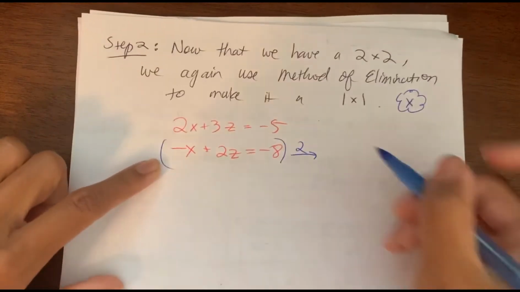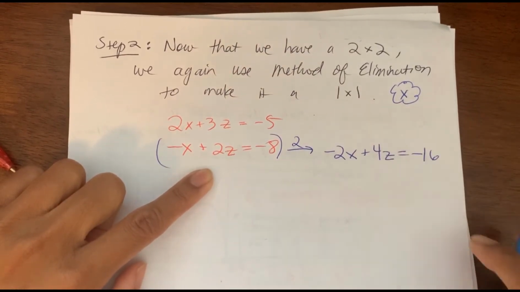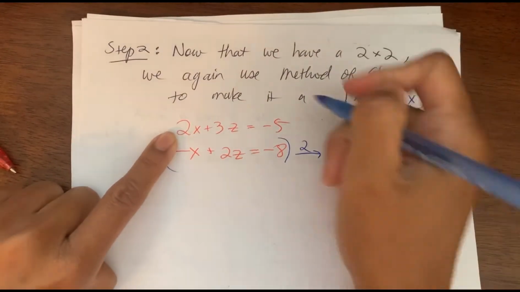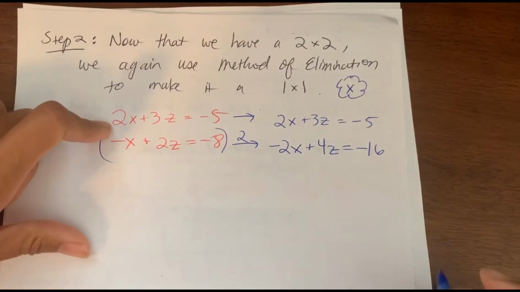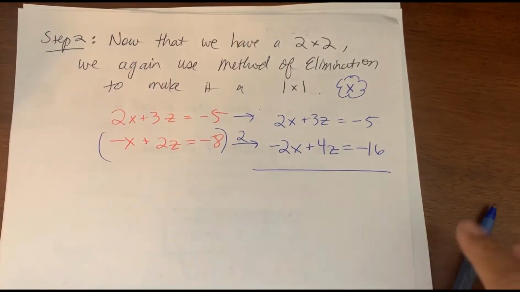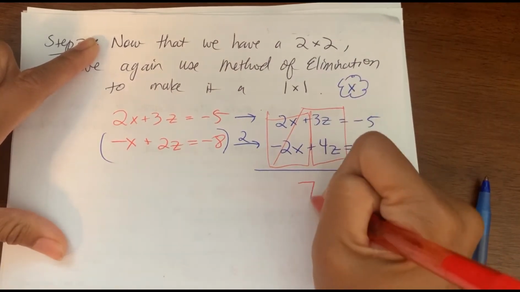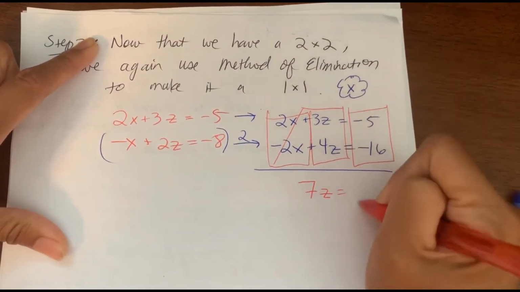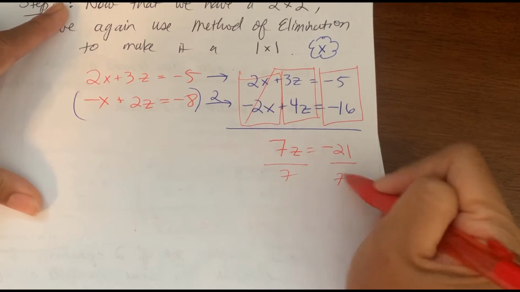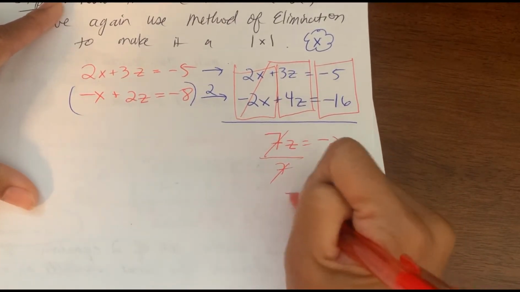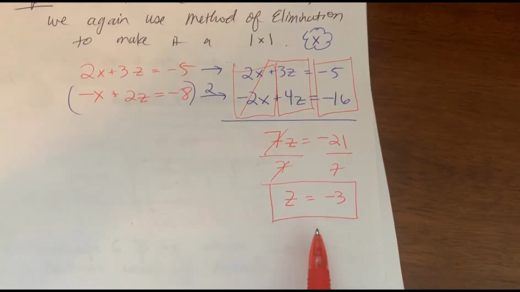So when I multiply this by 2, I get negative 2x plus 4z is equal to negative 16. This top part stays the same. I get 2x plus 3z is equal to negative 5. So as a result, when I add these two equations together, this becomes a 0. When I add these two equations together, I get 7z. When I add these two together, I get negative 21. So now I'm going to divide both sides by 7. So as a result, this becomes a positive 1. So I get z is equal to negative 3. So now I've solved for my z.